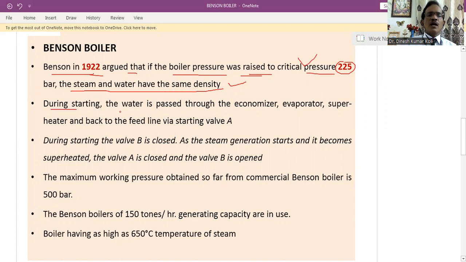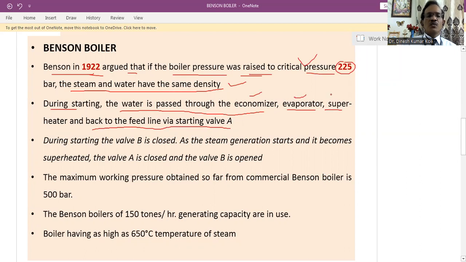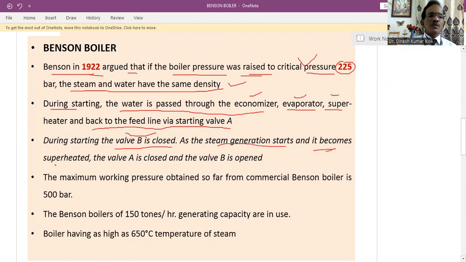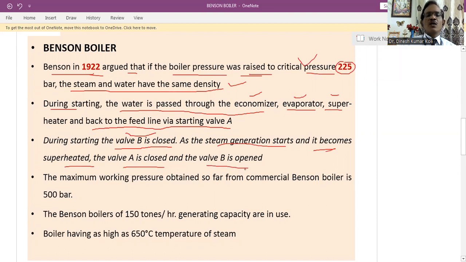During starting, the water is passed through the economizer, evaporator, superheater and back to the feed line via starting valve A. This means water is passed through this section, economizer, evaporator, superheater and through valve A. During starting, valve B is closed. When steam generation starts and it becomes superheated, valve A is closed and valve B is opened. Actually, there are two valves, valve A and B, and you will understand how we have to use these valves.